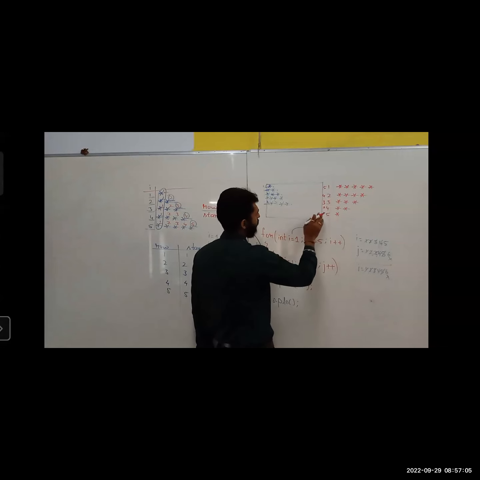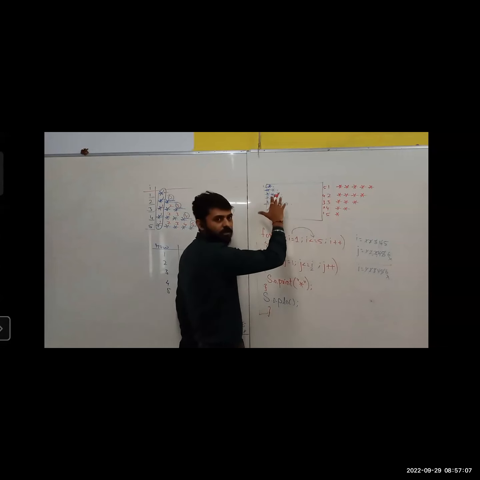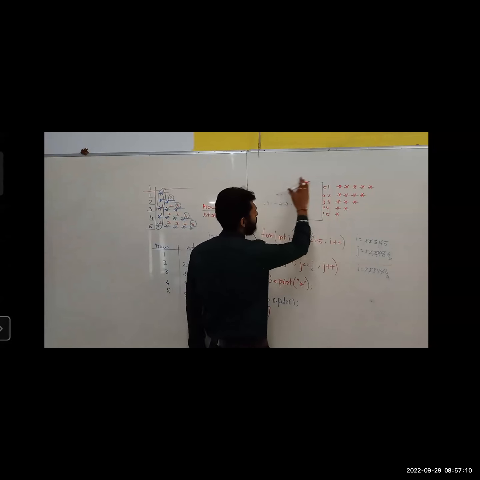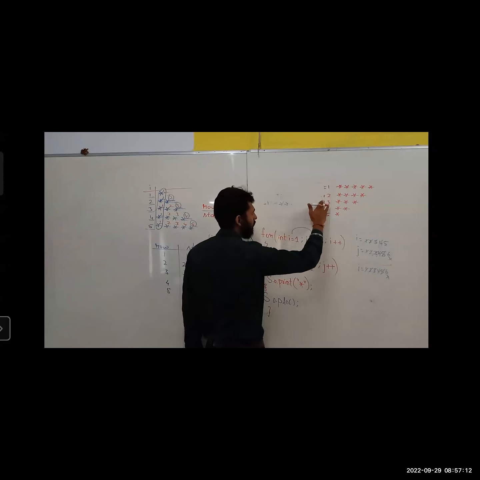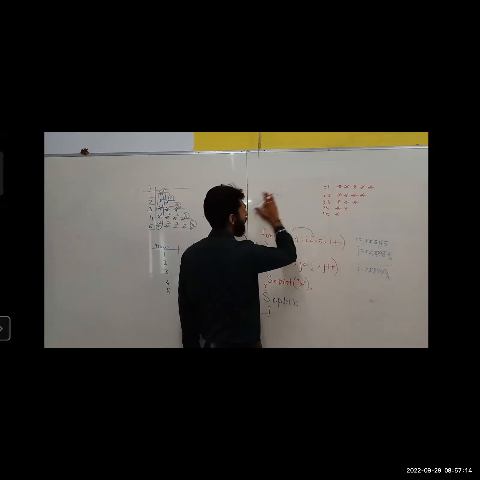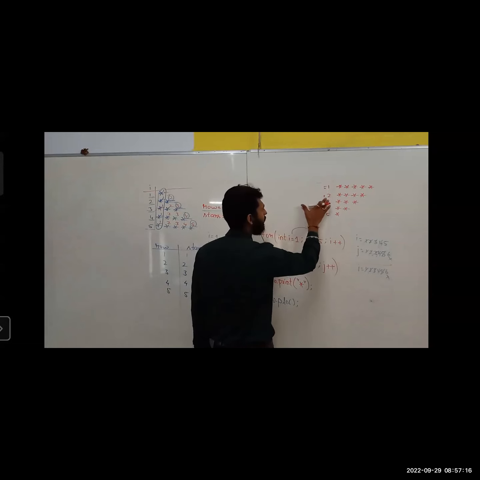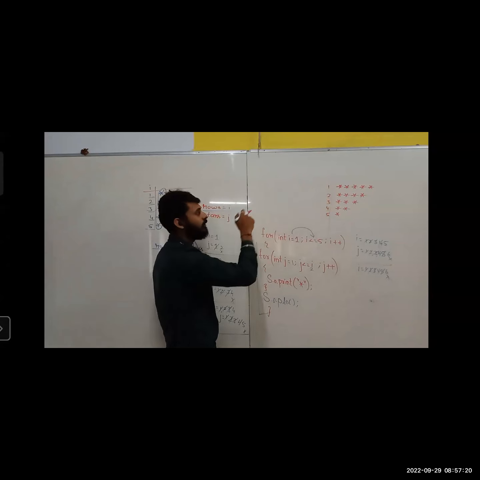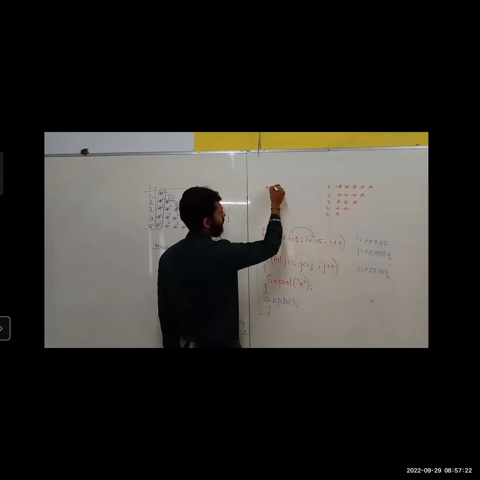So now I'll erase this. Is it required? I believe all of you understood this. So same pattern I'll write. In one case, I'll write 1, 2, 3, 4, 5. In another case, you will write 5, 4, 3, 2, 1. So here the same old pattern will be there.